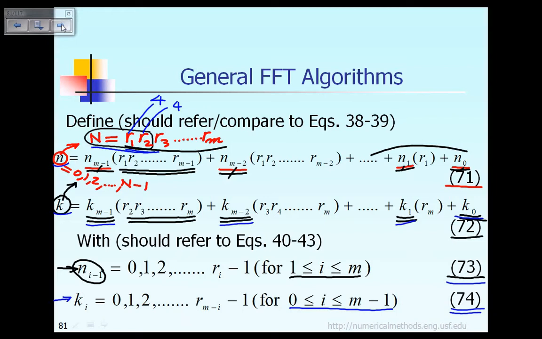So those are the definitions we have for the small index n and the small index k, as I show you in equations 71 and 72, and the range of values that you have for small n with the subscript i minus 1 and small k with the subscript i, as indicated in equations 73 and 74.